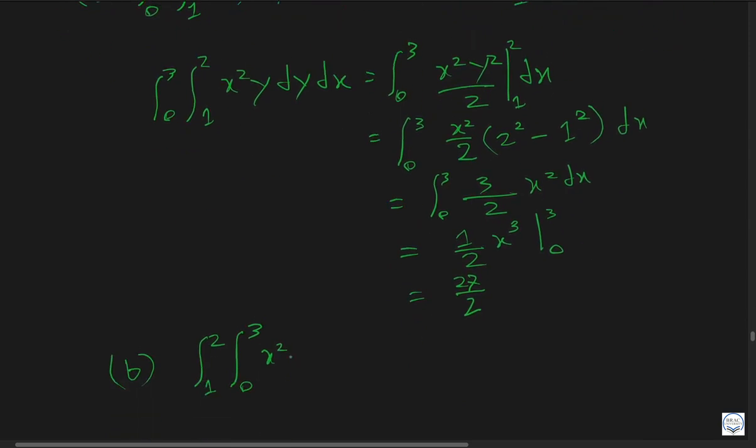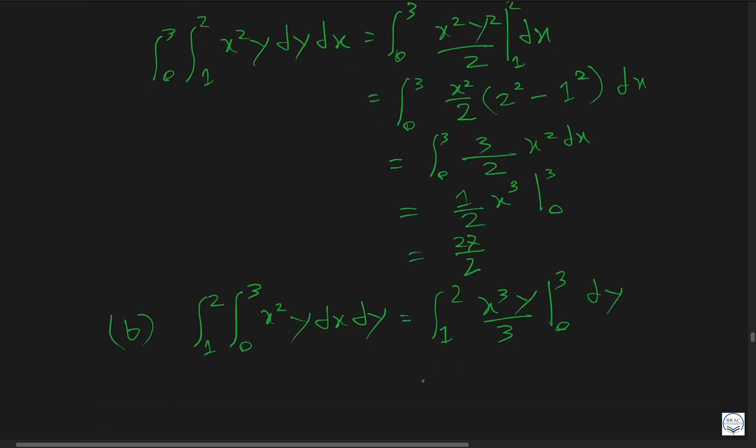Now we're doing the b integral. So now here we simply change the order. First we do the x integral. So this should be x cubed divided by 3 times y, and then we take the limit 0 to 3 dy.